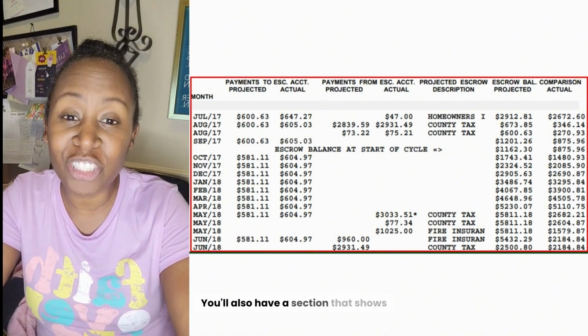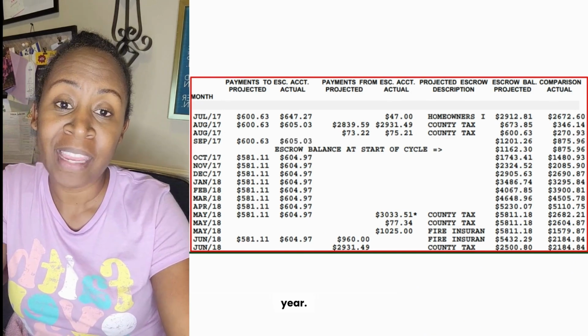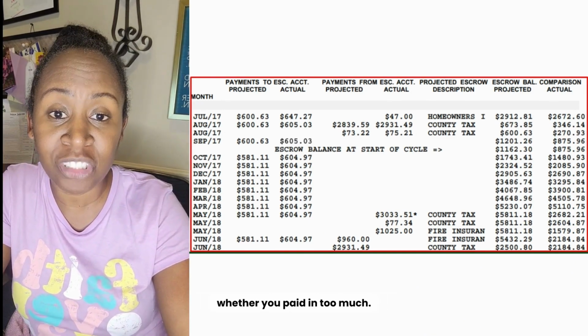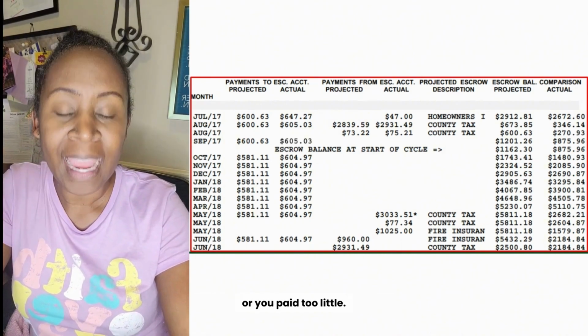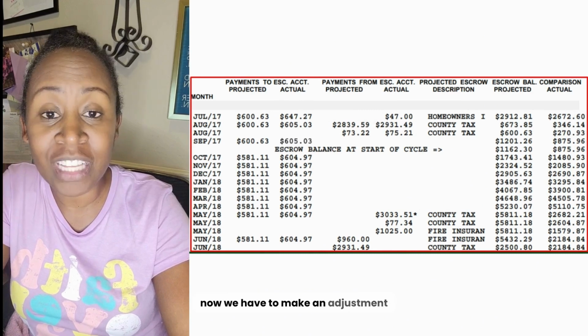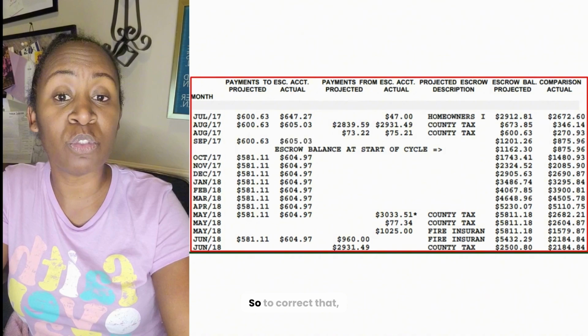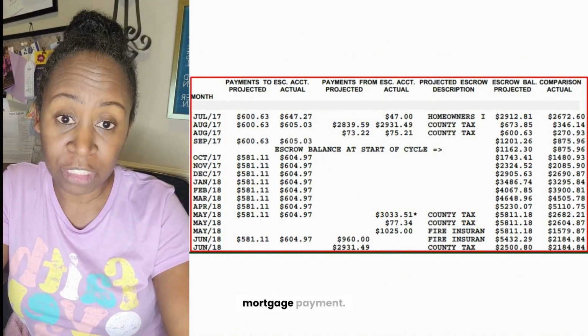You'll also have a section that shows what happened in reality over the past year. And this is where you can identify whether you paid in too much and then you have a check attached to this statement, or you paid too little and they're now saying we have to make an adjustment because we didn't collect enough this previous year. So to correct that, we're going to have to increase your mortgage payment.